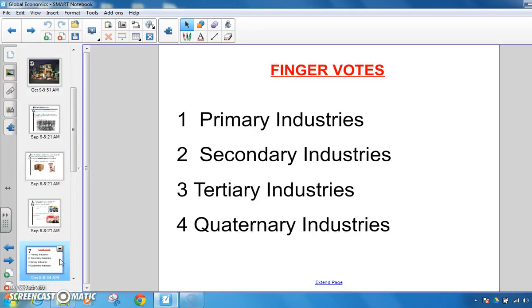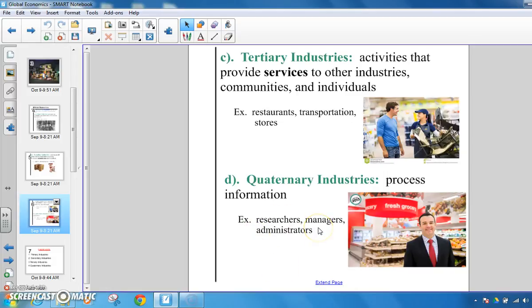If I said your principal of your school, using another school example, hold up your number of fingers. And I know for some of you, you're like, this is weird. I'm doing this to a video's voice. Just go with it. Just go with it. Hold them up high. Principal of the school. If you're holding up 4 fingers, quaternary, you're correct. That's our researchers, managers, administrators that are here. They're the ones that oversee it. If I were to say a teacher, that would be much more tertiary industries because they're providing you a service, which is education.